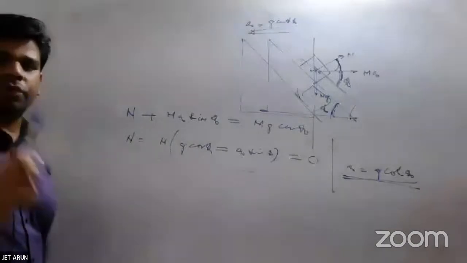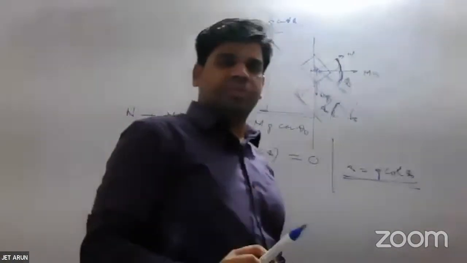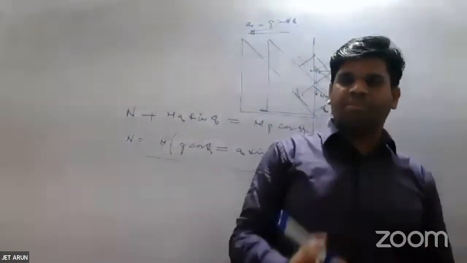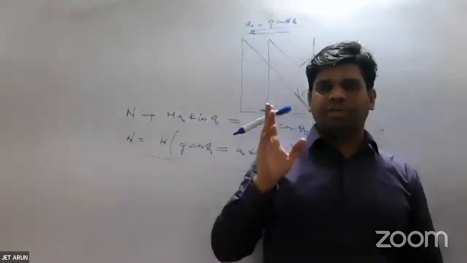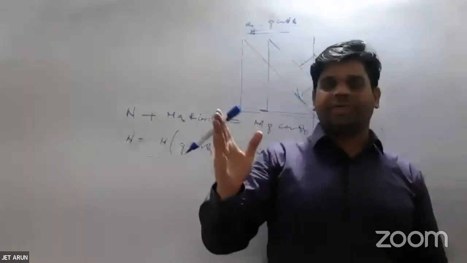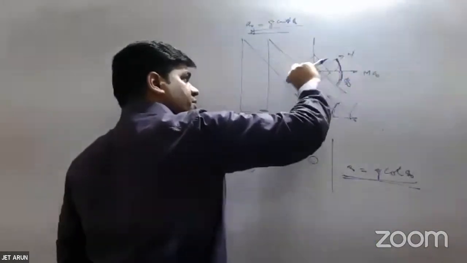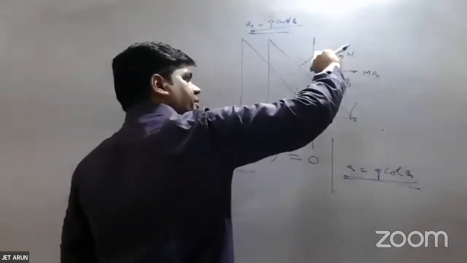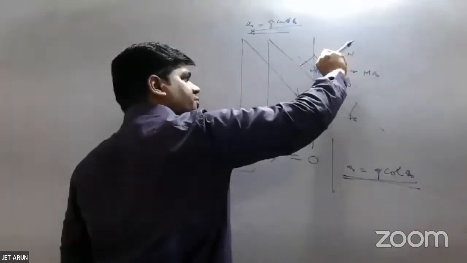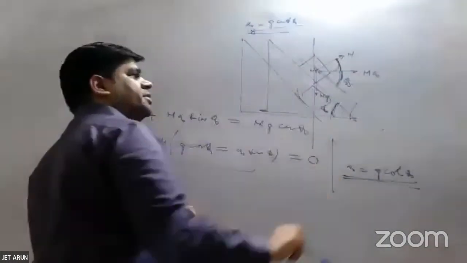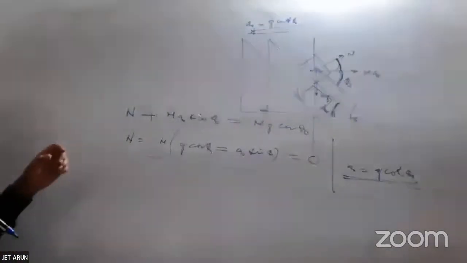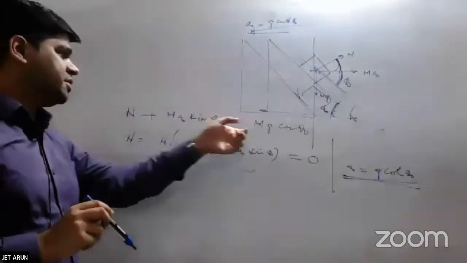Whenever you think of a component, think of cos. All right, don't remember in terms of sin or cos. Whenever you say component, think of cos of the angle between the line along which you are taking the component and the vector. So here the vector is MA naught, and the line along which you have to take the component is perpendicular to the plane. So MA cos of the angle between these two, which is 90 minus theta. So cos of 90 minus theta is sin theta. That's why I got MA sin theta. So this plus this is mg cos theta.